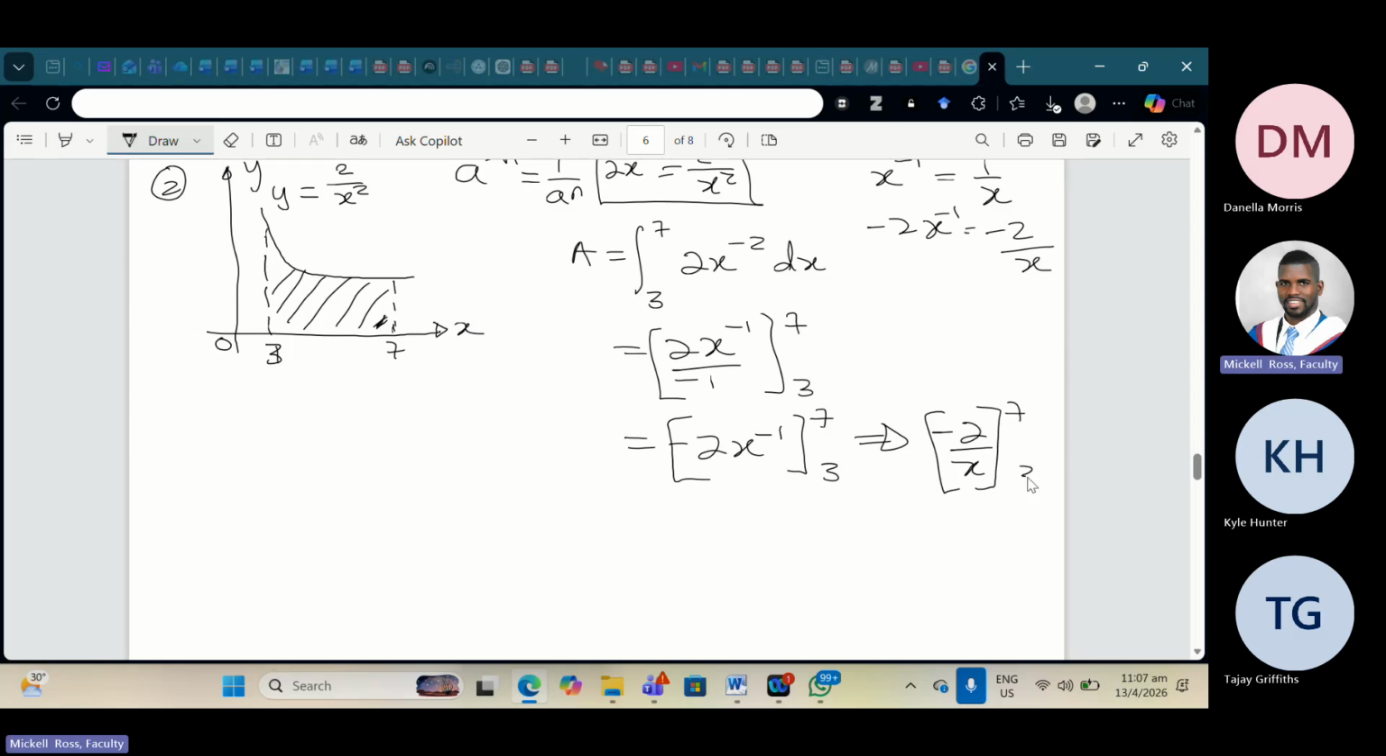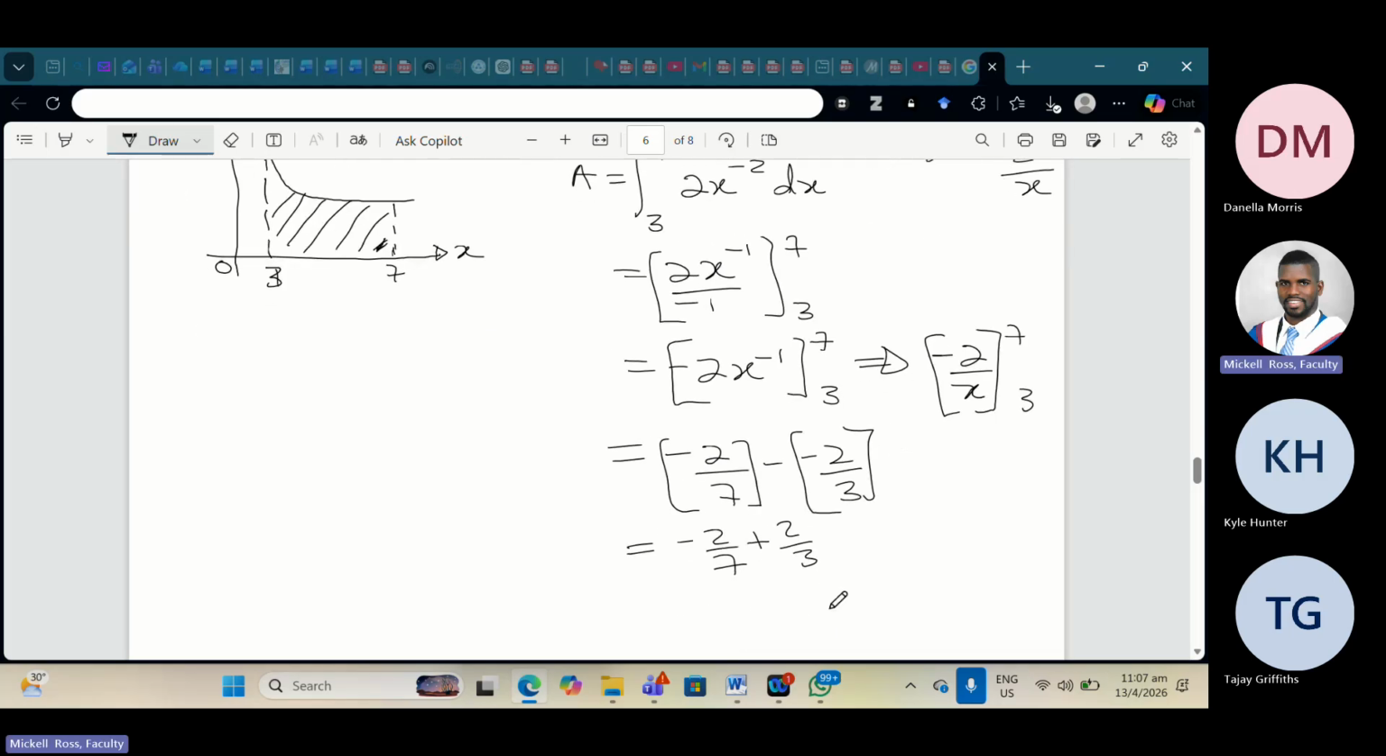So this is negative 2 over x from 3 to 7. So this is going to be equal to negative 2 over 7 minus negative 2 over 3. So it's going to be negative 2 over 7 plus 2 over 3. All right. Which is going to give you a final answer of 8 over 21. So that's going to be the area.